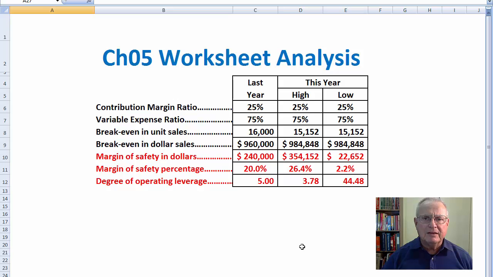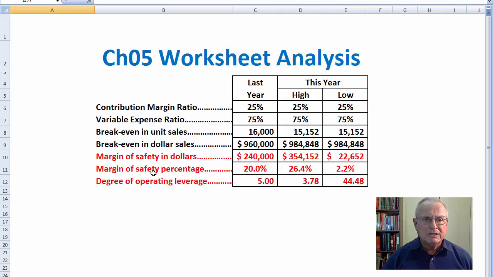This is an analysis. And so you can see from the contribution margin ratio, those are the same. Variable expense ratio, those are the same. Break-even point, pretty much the same. Break-even in dollar sales, those are pretty much the same. So those are not particularly significant. But look at the margin of safety in dollars. Here, it's a lot better. This is a whole lot worse.